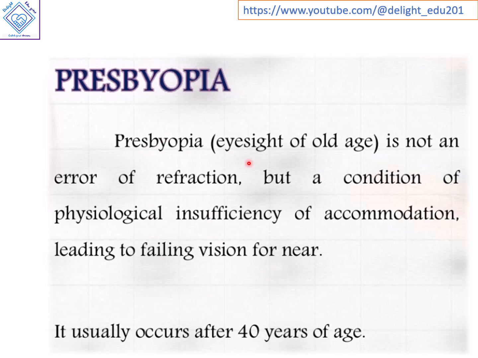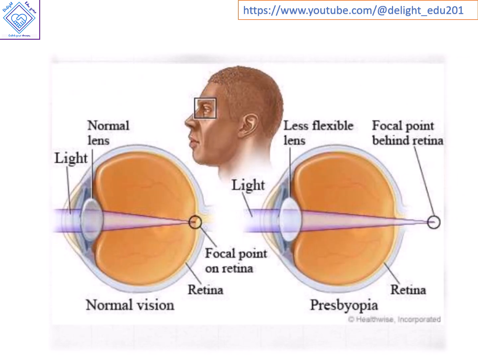Presbyopia, or old eyesight, usually happens in the elderly. It is not an error of refraction but a condition of physiological insufficiency of accommodation, which leads to failing vision for near. Presbyopia usually happens to persons above the age of 40 years. In this picture, in normal vision the light enters and falls on the exact focal point on the retina. In presbyopia, it falls behind the retina, so they are affected with blurred vision.